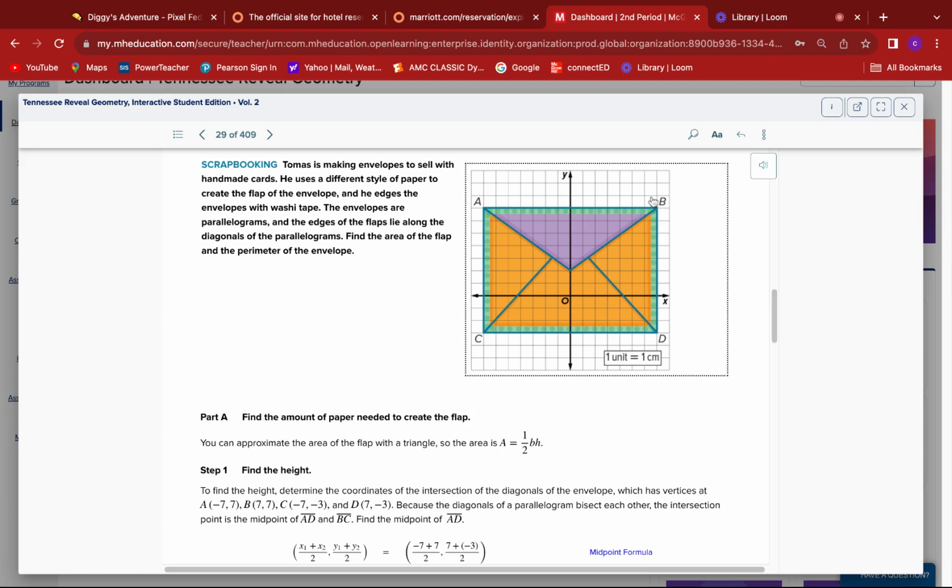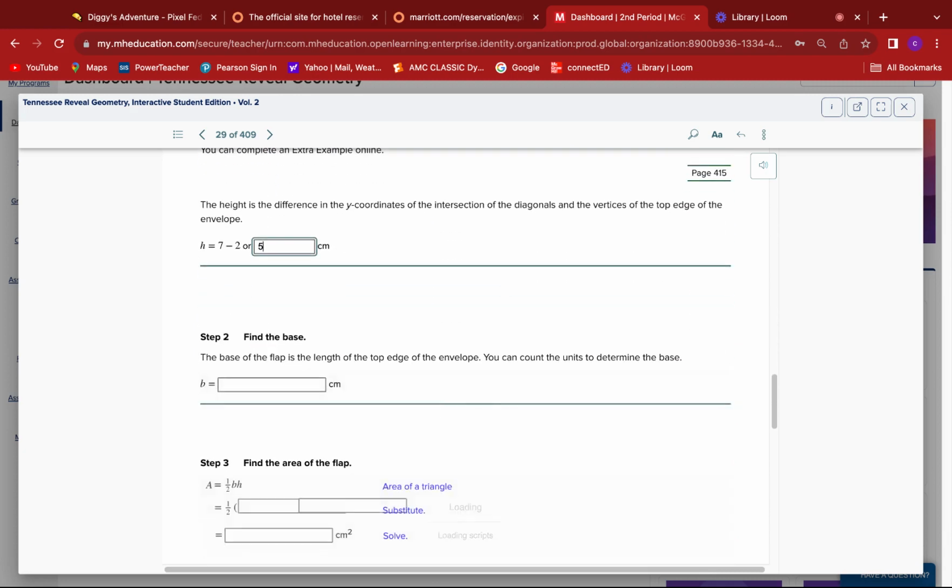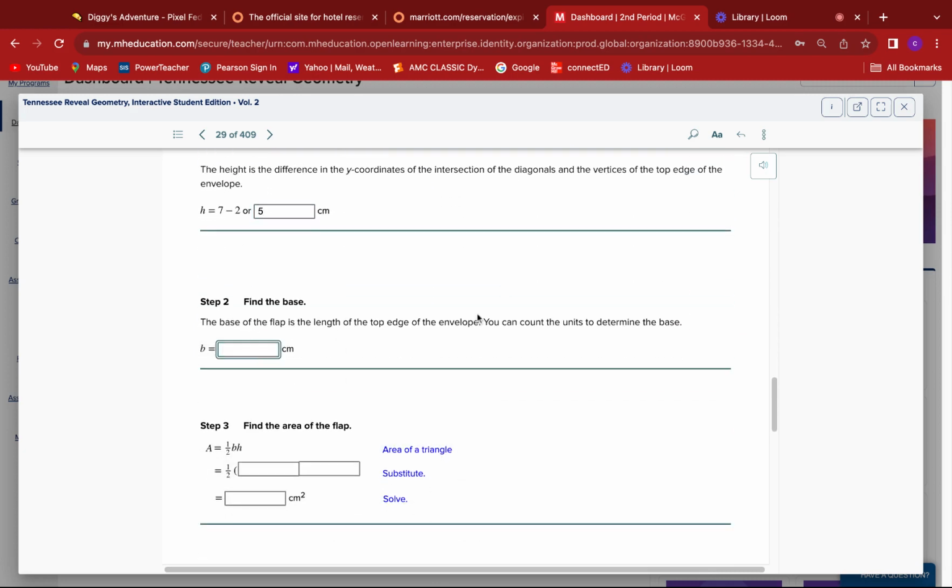Count the boxes. So it's going to be 1/2 times however many your base is times 5. So our base is 1, 2, 3, 4, 5, 6, 7, 8, 9, 10, 11, 12, 13, 14. All right, so my base is 14. You can count the, oh, right here it says you can count. I didn't just count the other one then.